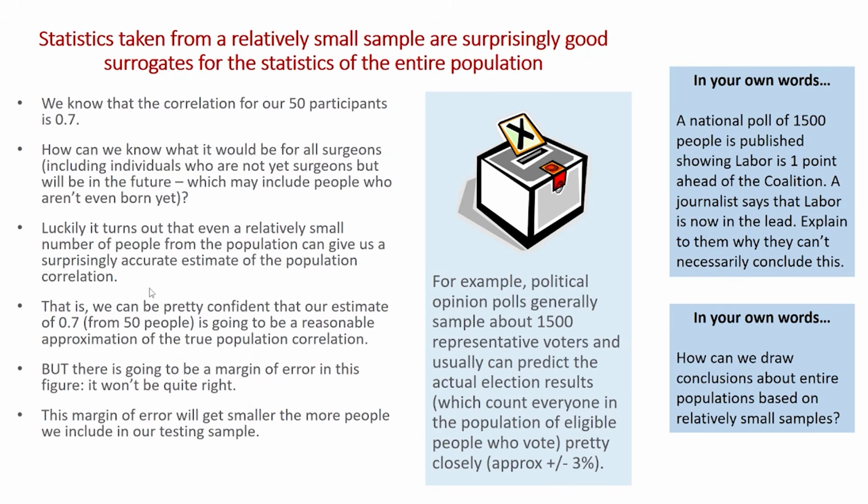How can we draw conclusions about entire populations based on relatively small samples? And the answer to that is just the sort of stuff I've said on this slide, that even if you sample randomly from a population, you actually don't need a huge proportion of that population in order to get a relatively accurate estimate of the population statistics that you're after.